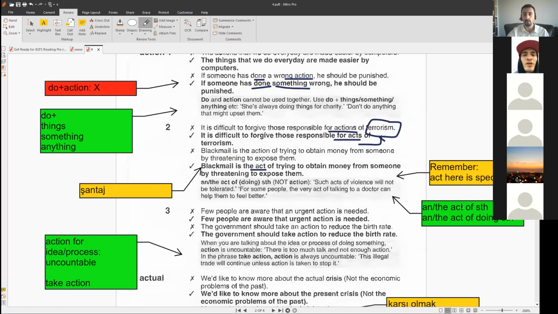And how do we use these ones? Act: an or the act of something, or an or the act of doing something. An act of something, the act of something, an act of doing something, the act of doing something. So we can use act in our sentences only in these two formats or patterns. So these are the forms or patterns of using act as the specific item. Thank you.